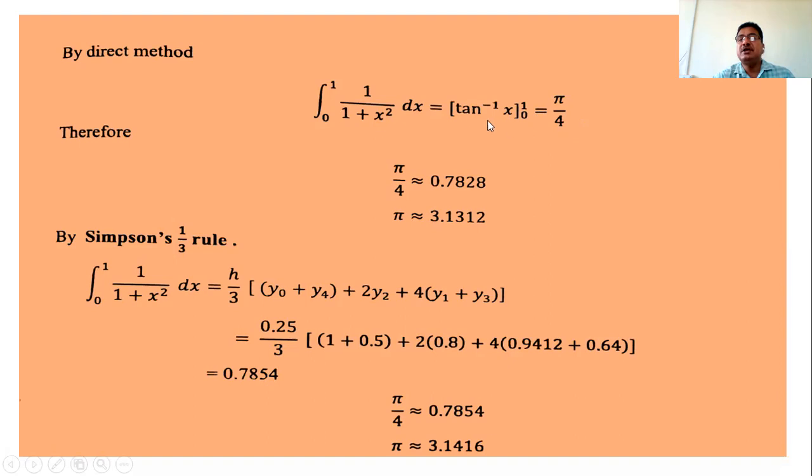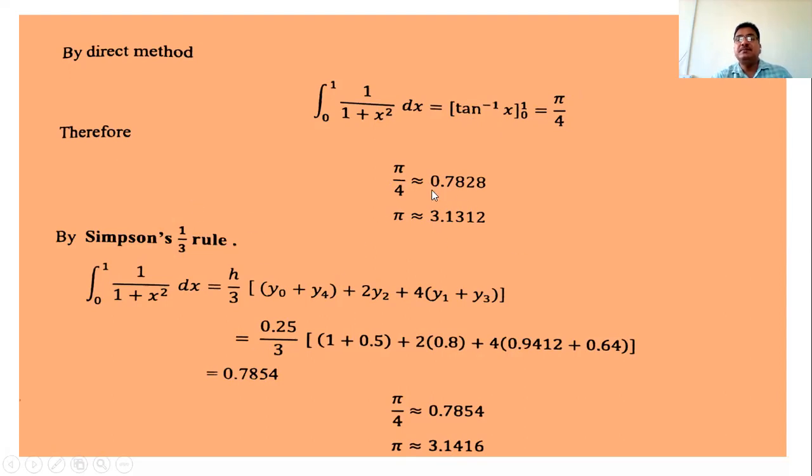Value at the upper limit means tan inverse 1 minus tan inverse 0. You write one more step: tan inverse 1 minus tan inverse 0 is equal to pi by 4 minus 0. So the answer is pi by 4. This is the correct answer. But what is the answer by using Simpson's rule or trapezoidal rule?